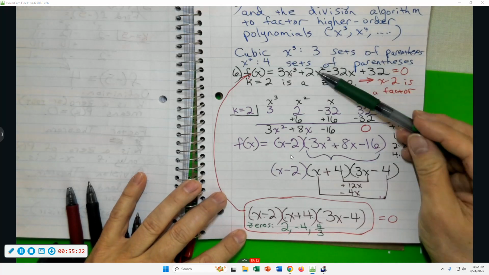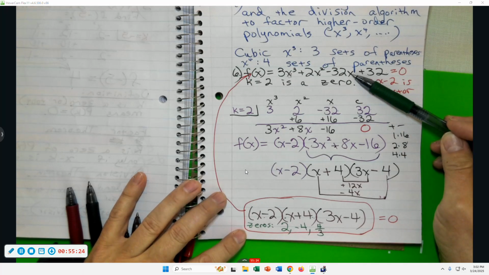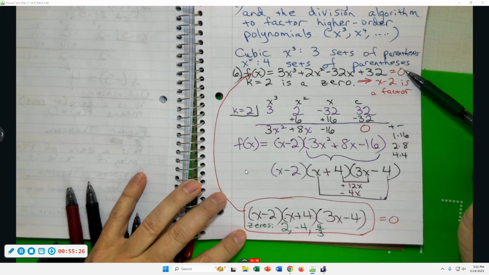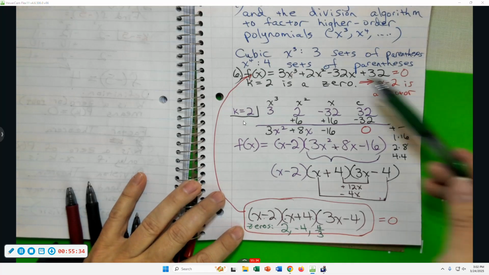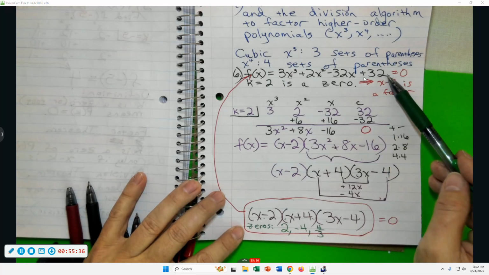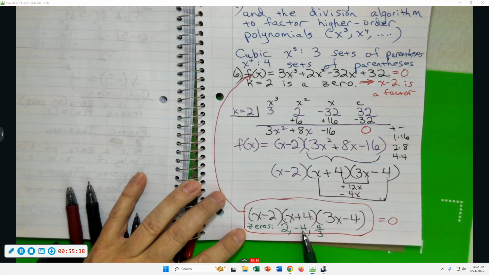These are the only numbers you could plug into that messy function and get 0. Could I plug in 50,000 and get 0? No. The only 3 numbers that I can plug in to give me 0 are 2, negative 4, and positive 4/3.